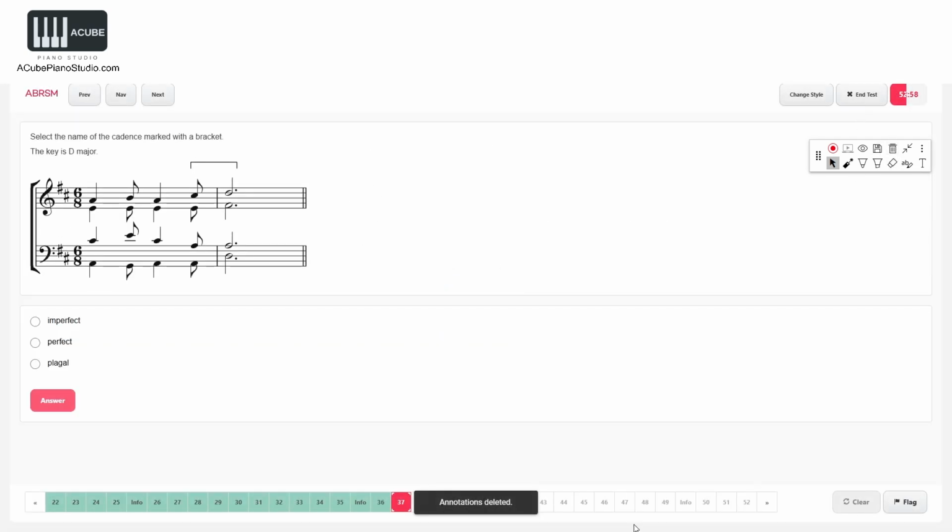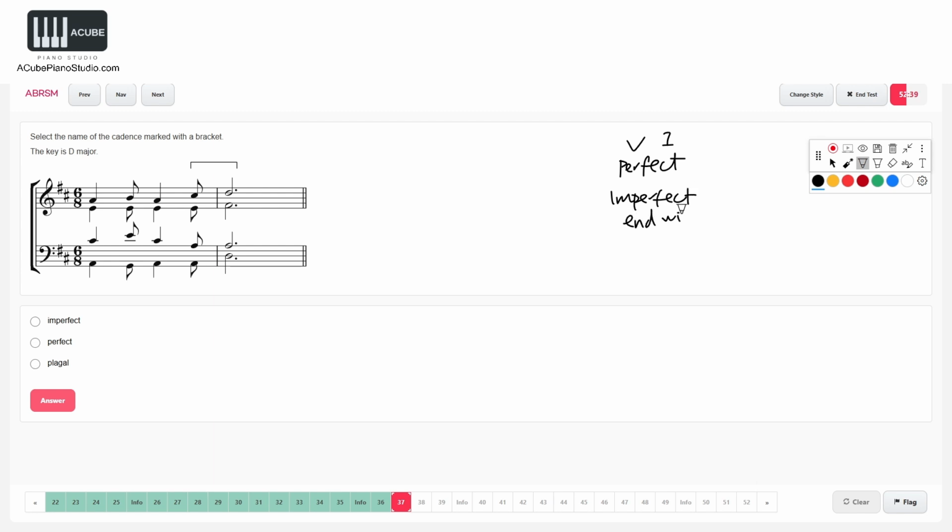Okay, next, we need to find out whether it is perfect, plagal, or imperfect. Right. Okay, so perfect is 5, 1, right? Imperfect means it ends with 5, then plagal is 4, 1.